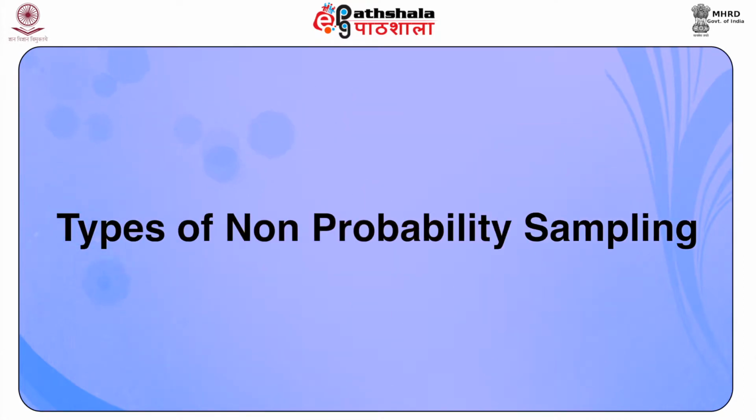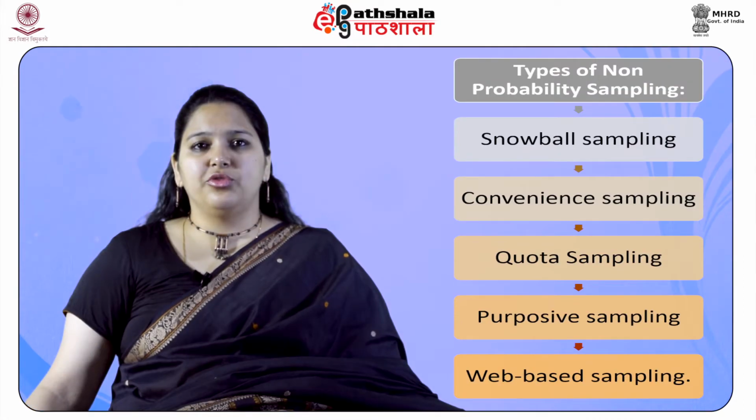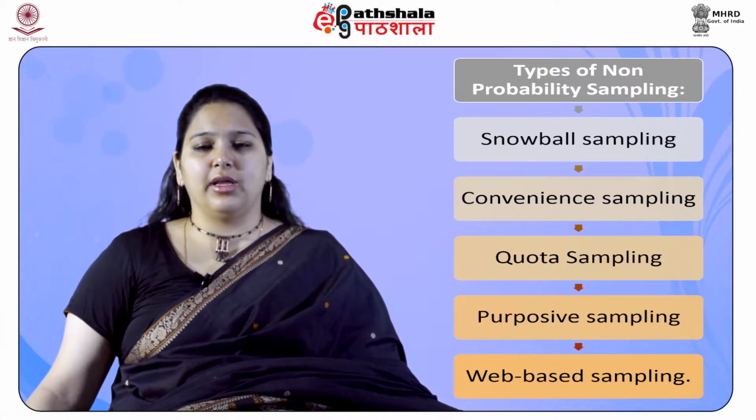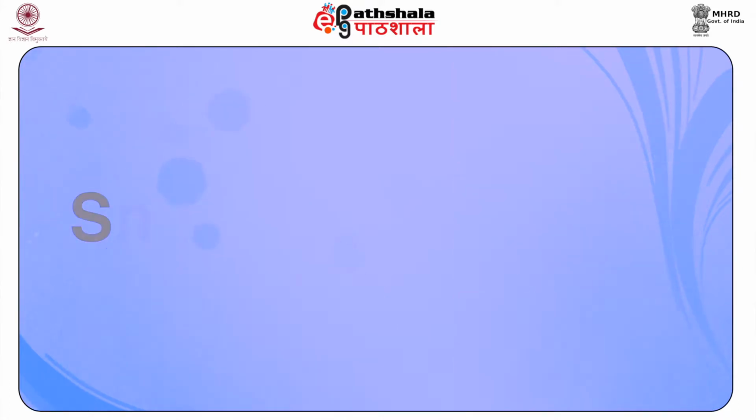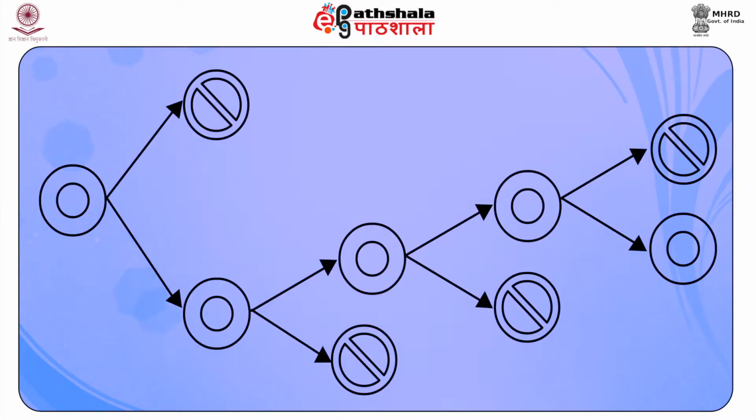Types of non-probability sampling. The commonly used non-probability sampling techniques are snowball sampling, convenience sampling, quota sampling, purposive sampling, and web-based sampling. Snowball sampling. This type of sampling method is used when the researcher is not aware of the elements of the population. In this, data collection starts by contacting people known to the researcher.